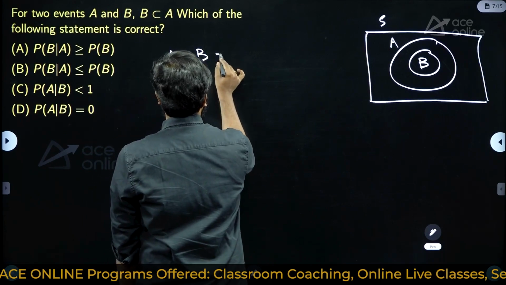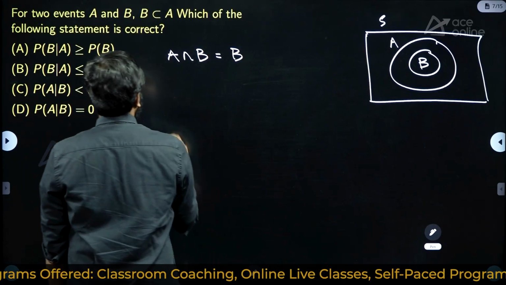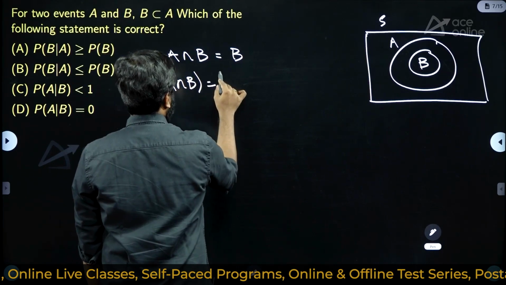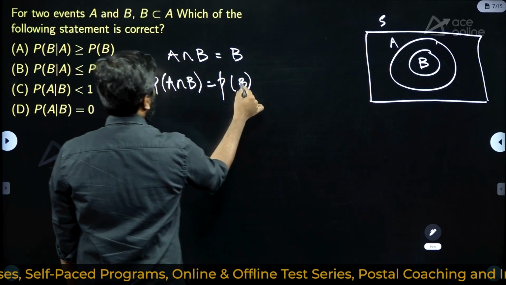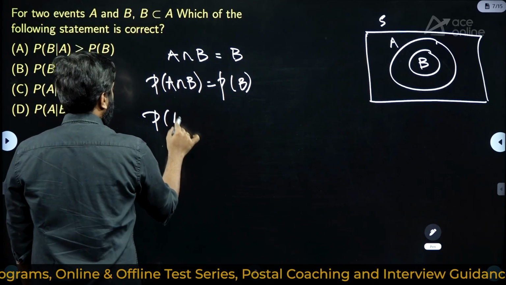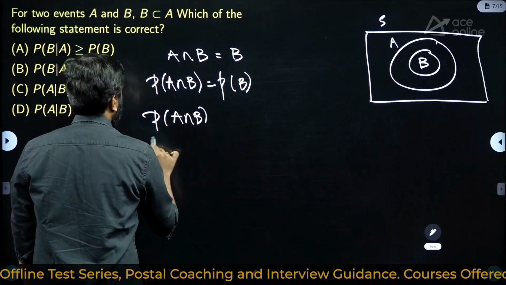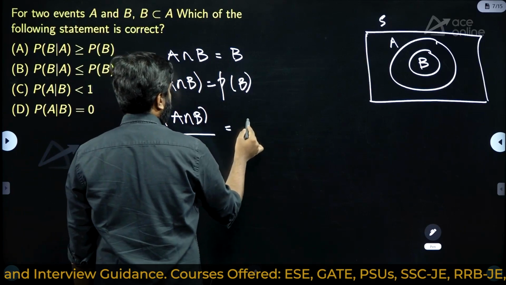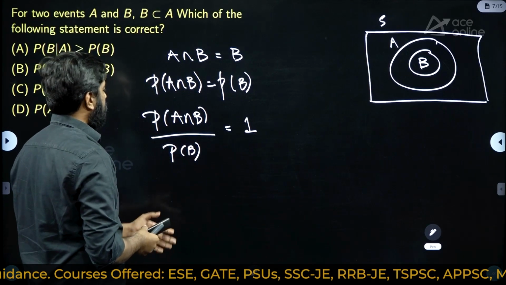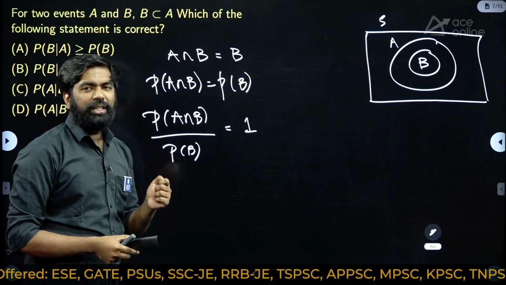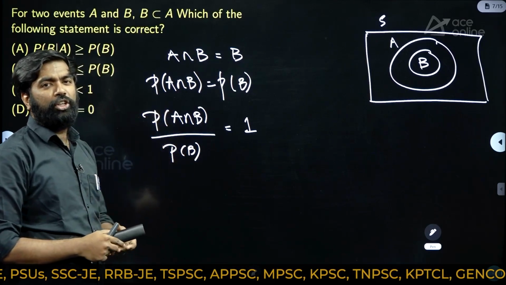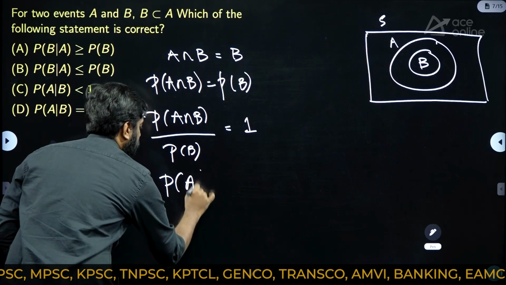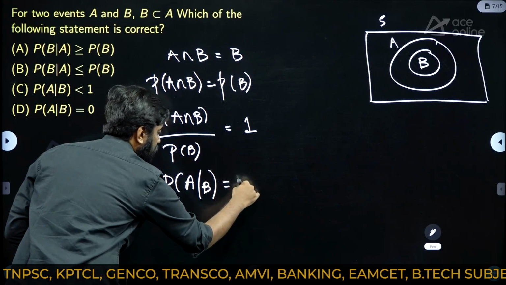The common part of A and B is clearly, let's apply probability on both sides. The probability of A intersection B will be exactly probability of B. Let's take this term to the other side. So the probability of A intersection B by probability of B, because you are bringing this term here, what is left is just 1. If you carefully observe, probability of A intersection B by probability of B is nothing but the definition of the conditional probability. So this is simply probability of A given B, which is 1.